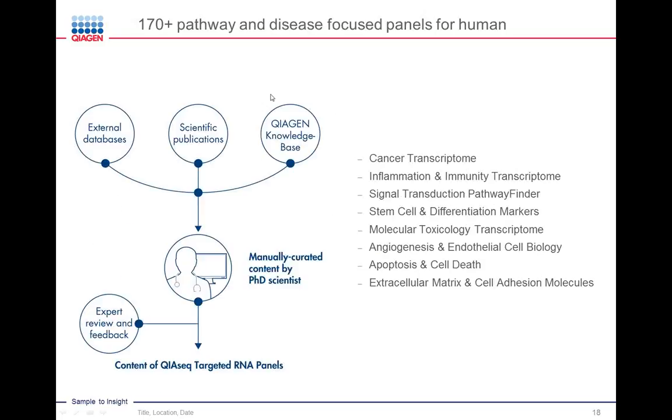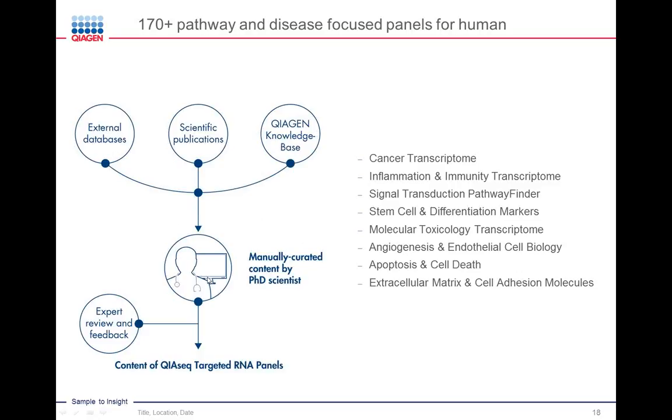In terms of content, we have developed more than 170 pathways and disease-focused panels. This builds on our experience and know-how in building qPCR arrays. So what we've done is we've basically taken the content of all these 170 qPCR arrays and translated them to panels on the QIASeq RNA platforms. All of that content has been drawn from many different resources like external databases, scientific publications in PubMed, as well as QIAGEN's own knowledge base, which is basically the Ingenuity platforms.